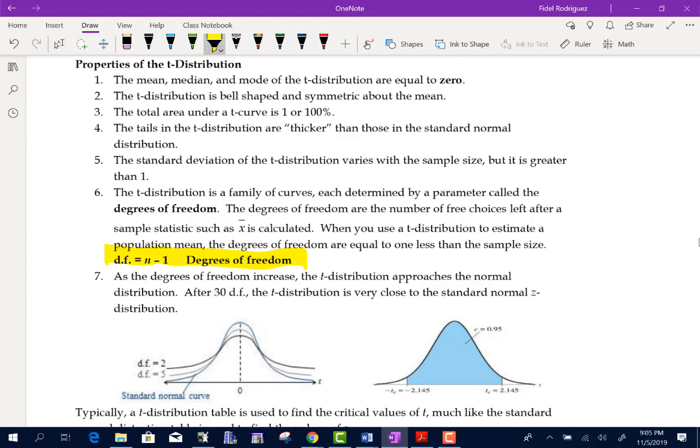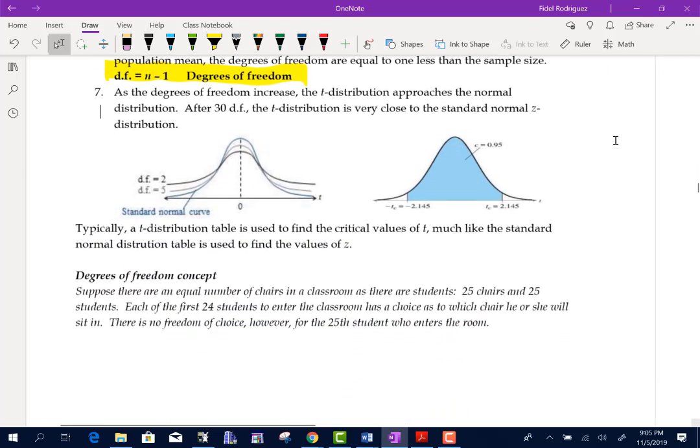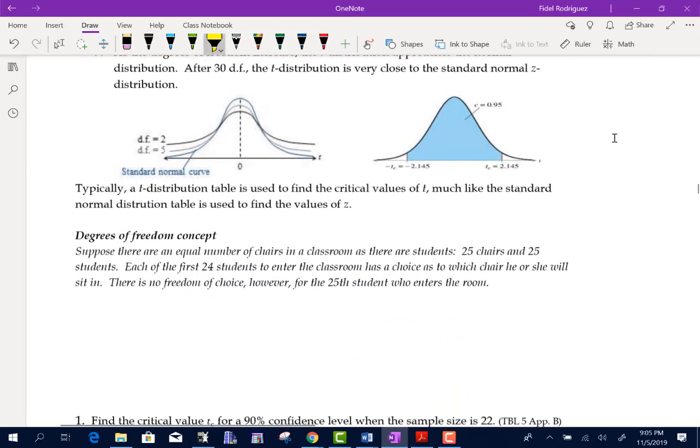It says, as the degrees of freedom increase, the t distribution approaches the normal distribution. After 30 degrees of freedom, the t distribution is very close to the standard normal distribution. Okay, so I want you to think about this idea of degrees of freedom.